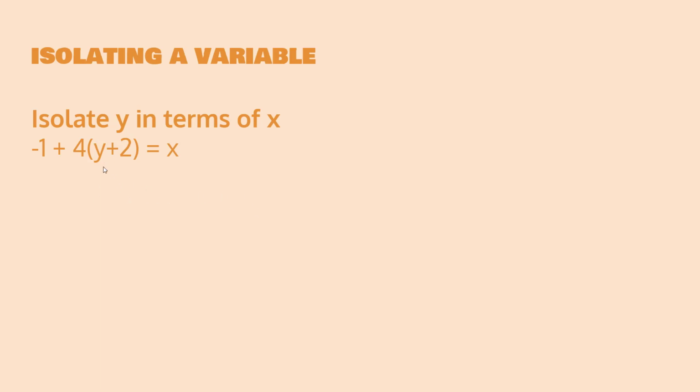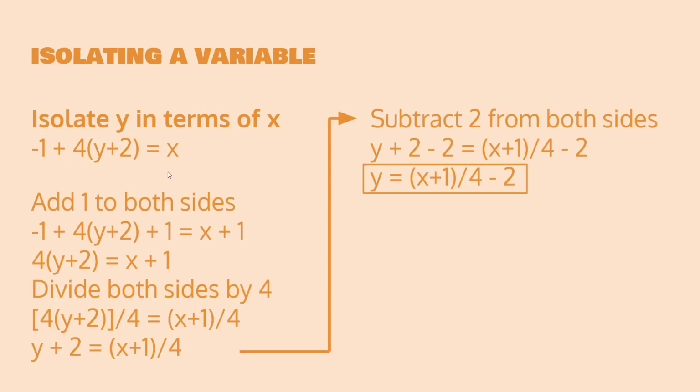So let's try to keep y over here on the left side, and we're going to try to remove all these numbers by getting them over here with the x. So first, let's think about the order of operations. We're doing reverse BEDMAS. So first we want to get rid of this negative 1. How can we do that? Well, we can add 1 to both sides. So on the left side we have negative 1 plus 1, which just leaves us with 4 times y plus 2. And then on the right side we have x plus 1. And so next in the order of operations is multiplication and division.